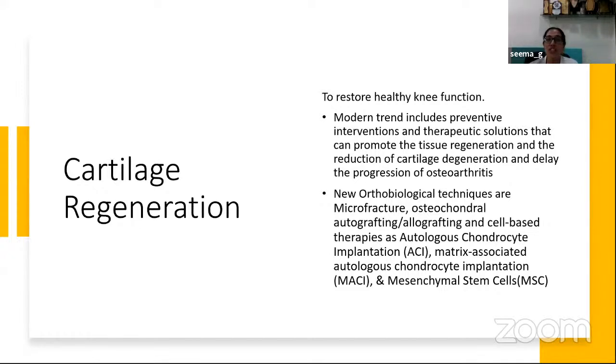The purpose of cartilage regeneration is to restore healthy knee function ultimately. We saw how much of the population is involved, and lately, with the coming of orthobiological techniques, a lot can be done. What happens when a cartilage regeneration procedure is done? It basically includes preventive interventions and therapeutic solutions which can promote tissue regeneration and reduce cartilage degeneration. Techniques, as Dr. Bhatnagar has already spoken about, I will not talk much about, but to name them again, microfracturing, as we saw in his videos. Mainly I'm going to talk about the rehab in chondrocyte implantation or matrix-associated chondrocyte implantation. He has already shown us very nicely how autologous chondrocyte implantation is done.